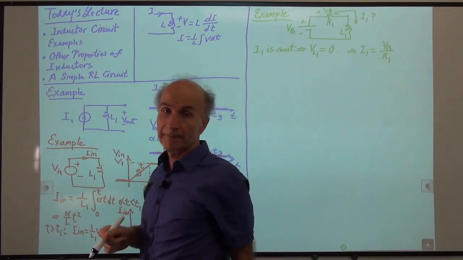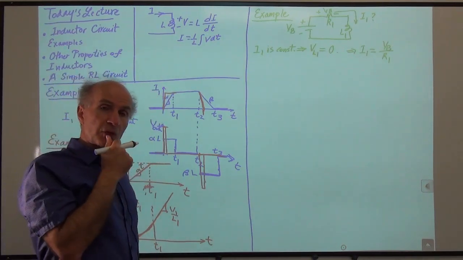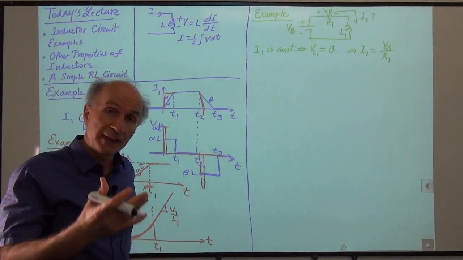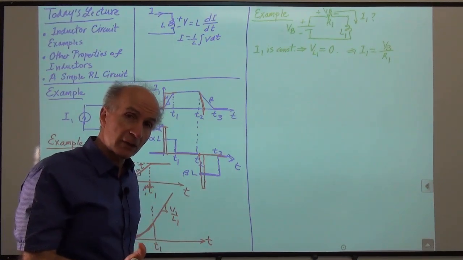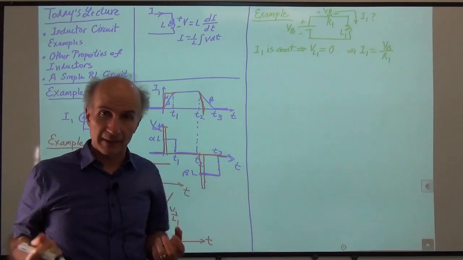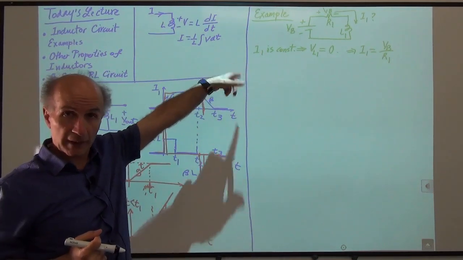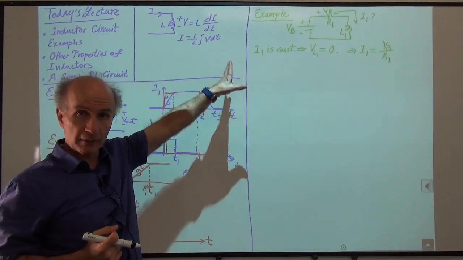Okay, very simple. The purpose of this example is to show you how we can create an initial condition in an inductor before we start doing something with that inductor. So if you wanted to create an initial current through the inductor, you would hook it up like this, through a resistor to a battery.